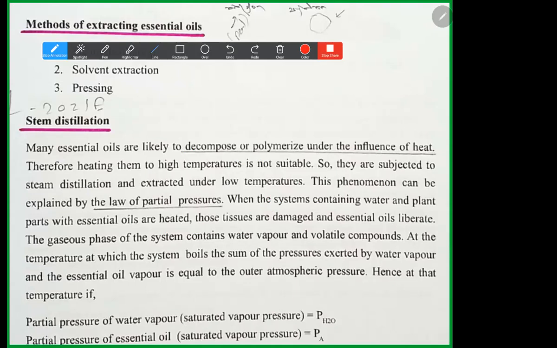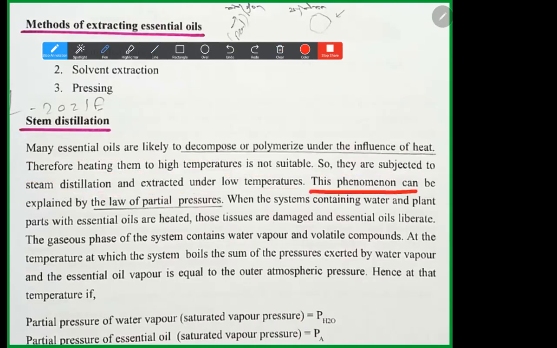Okay, steam distillation. Many essential oils are likely to decompose or polymerize under the influence of heat. Therefore, heating them to a higher temperature is not suitable. So they are subjected to steam distillation and extracted at low temperatures.